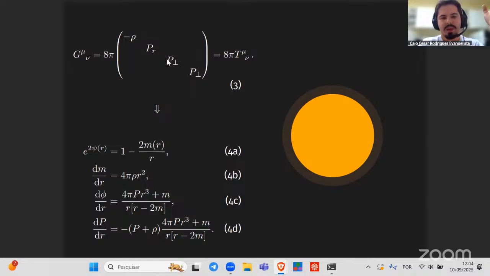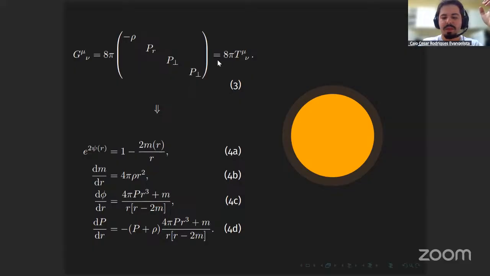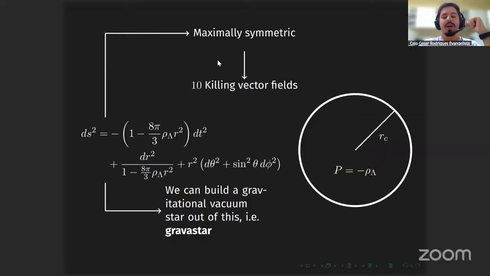So, a model that most people might be more used to is the de Sitter spacetime. In de Sitter spacetime, you have an equation of state, which is P equals minus rho, and we all know that describes a cosmological solution. It's one of the maximally symmetric spacetimes, and of course, this has 10 Killing vector fields.